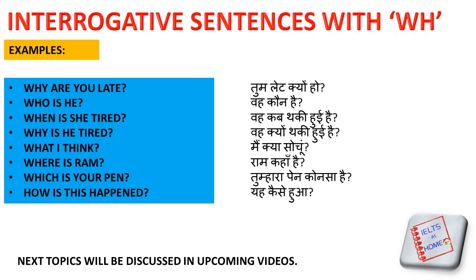Making interrogative sentences with the WH family, I wrote some examples. Just read all these. Why are you late? Here I use why. Who is he? Here I use who. When is she tired? Why is she tired? What should I think? Where is Ram? Which is your pen? How did this happen? So in all these examples I use the WH family: why, who, when, why, what, where, which, how. And I follow the rule.